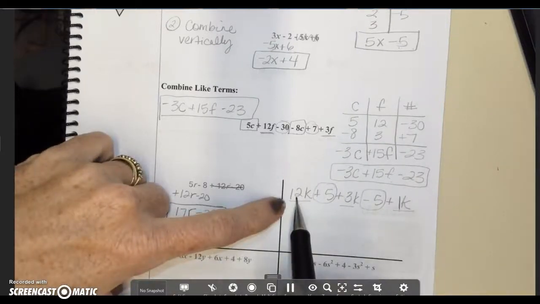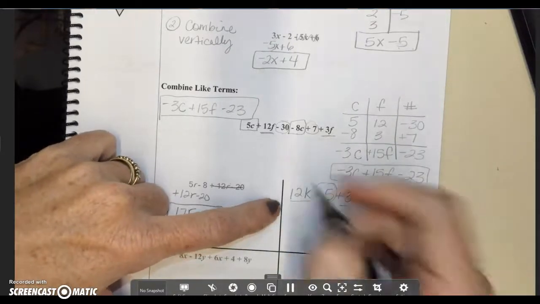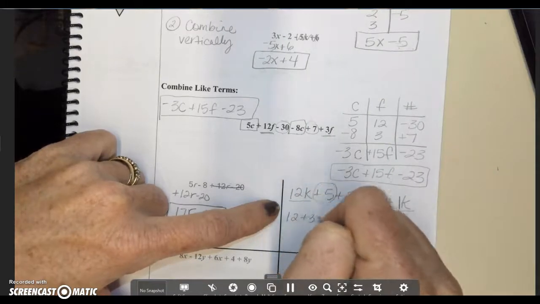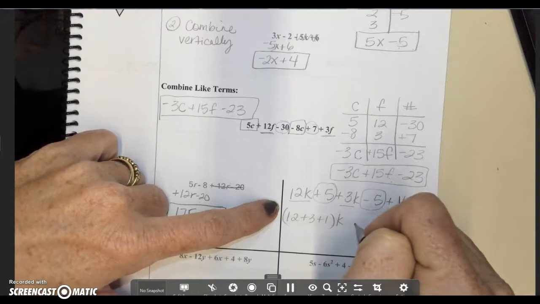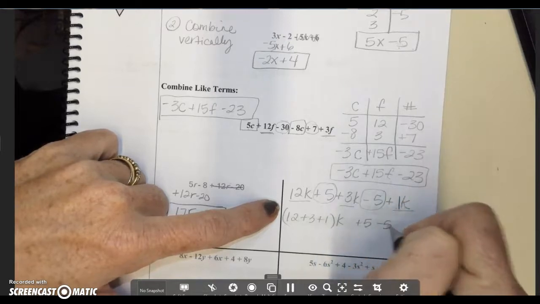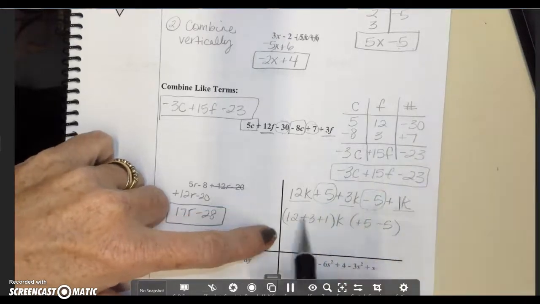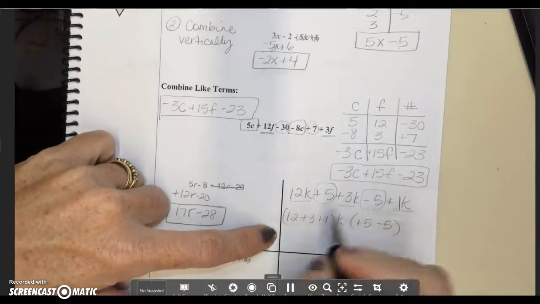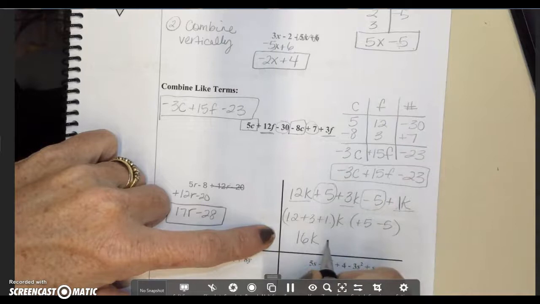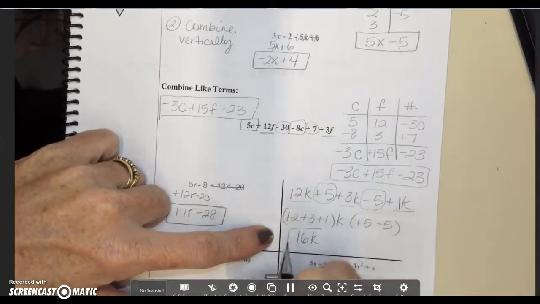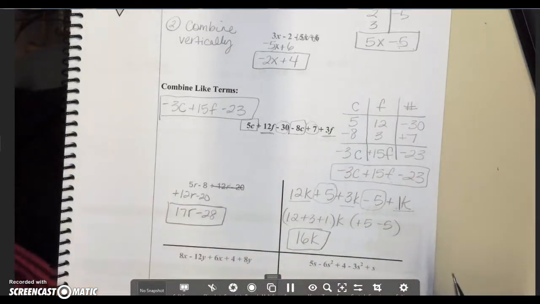So I've got a 12 plus 3 plus 1, k, and then a positive 5 and a negative 5. So 12 plus 3 is 15, plus 1 is 16 k's, and 5 minus 5 is just 0. So you can either put plus 0 or you can just leave it, 16k.